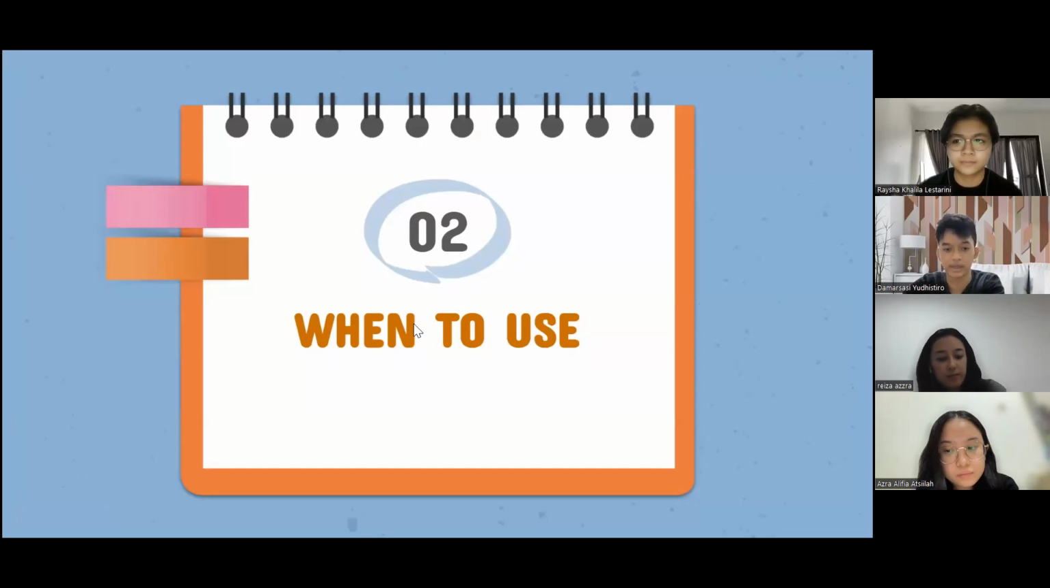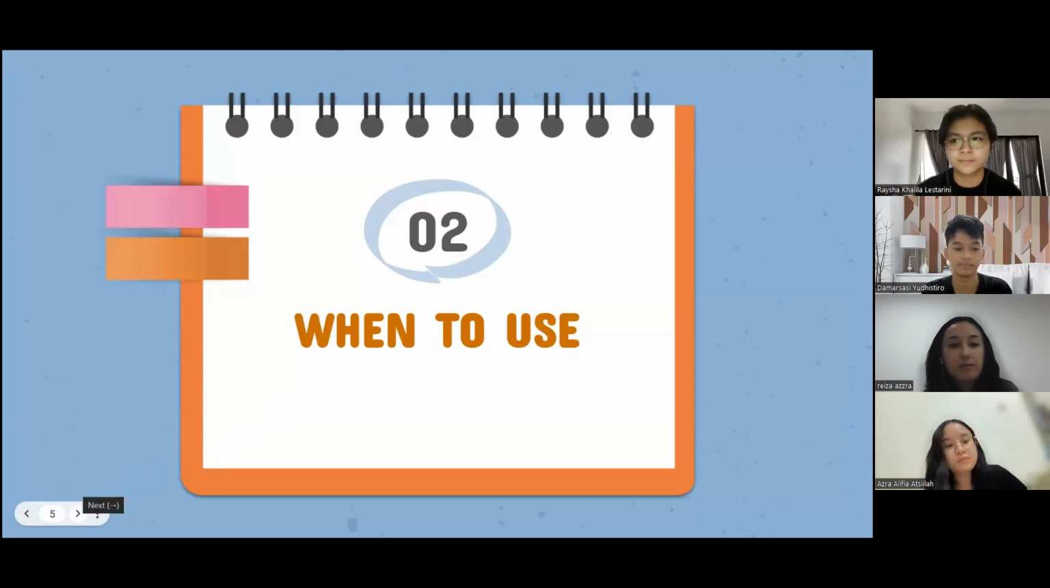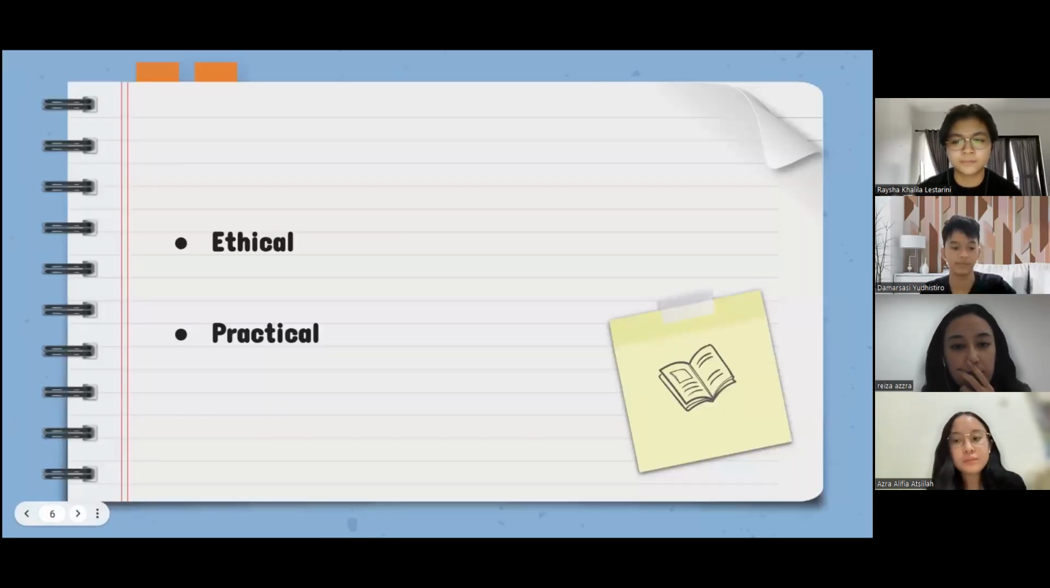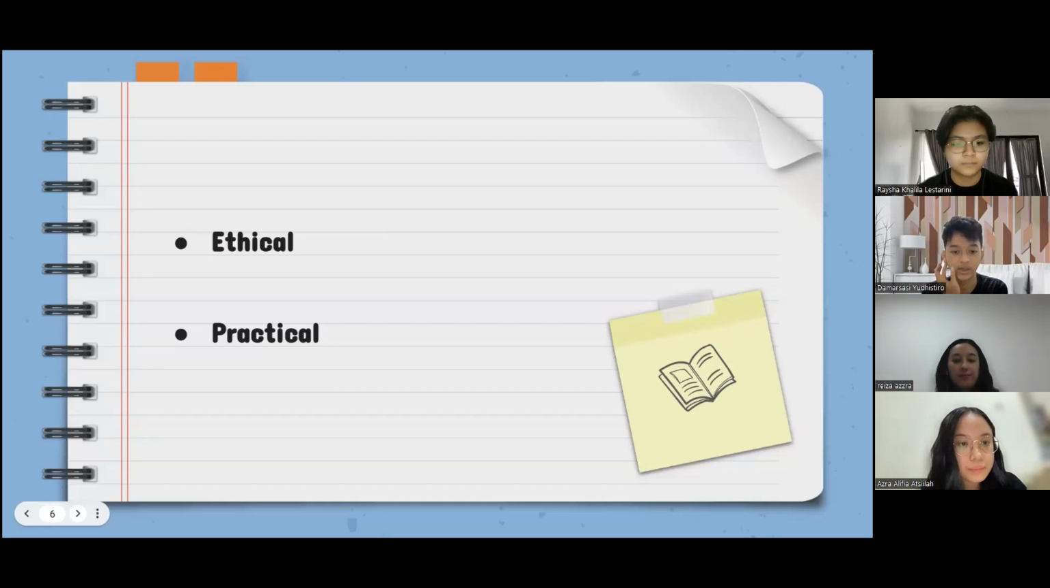So, when to use quasi-experimental design. Next slide. The first one is ethical. Sometimes it would be unethical to provide or withhold treatment on a random basis, so a true experiment is not feasible. But in this case, a quasi-experiment can follow and allow you to study the same causal relationship without the other things. And the second one is practical.